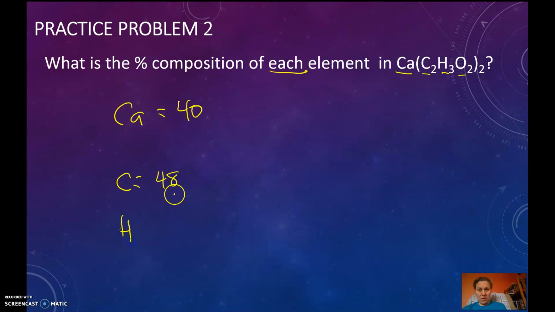Hydrogen, again, there's 3 times 2, so that's 6. This is me rounding to a whole number because oxygen is 16. I guess I can squeeze that in. 16 times 4 is 64. Okay, so great. Then you add all those numbers up and you get your bottom number. So 64 plus 40 is 104 plus 48 plus 6. Bottom number is 158.